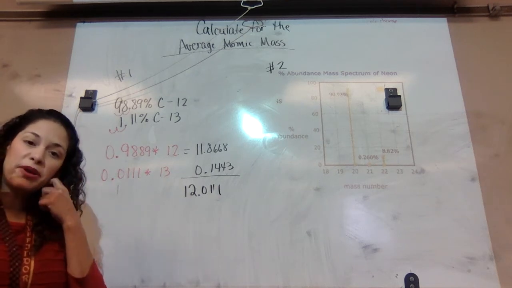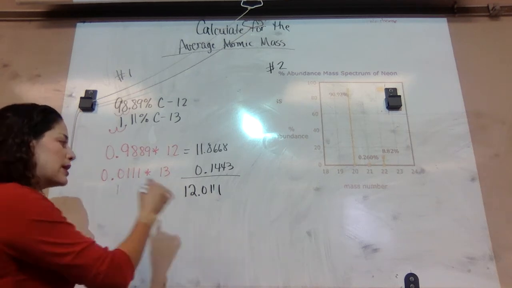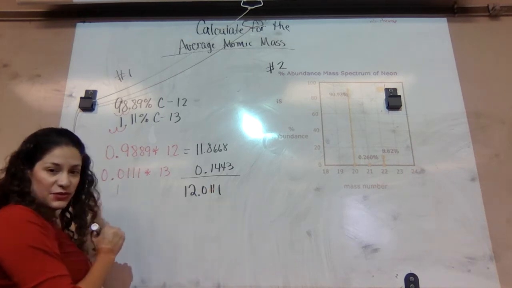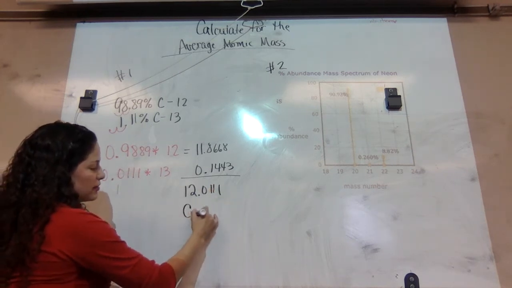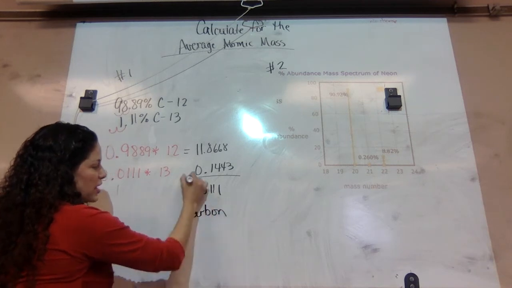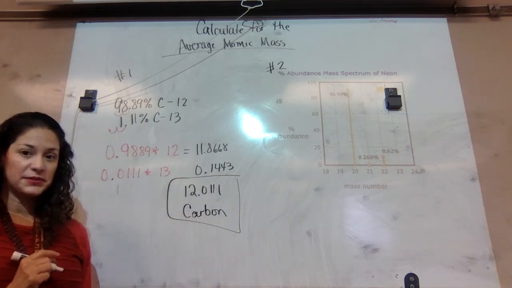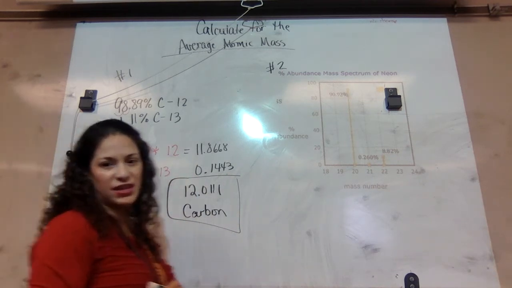When you look up at the periodic table and you scan through it, you're going to realize that the element that has the mass of 12.011 is carbon. Always double check and make sure that you have the right elements. Okay, so that's option 1 that you'll see.